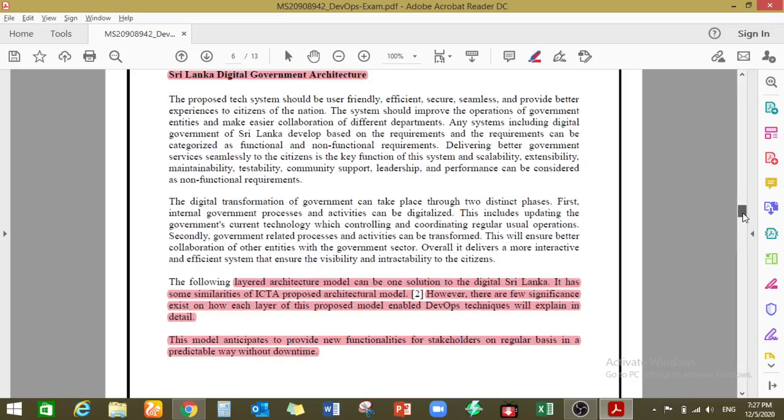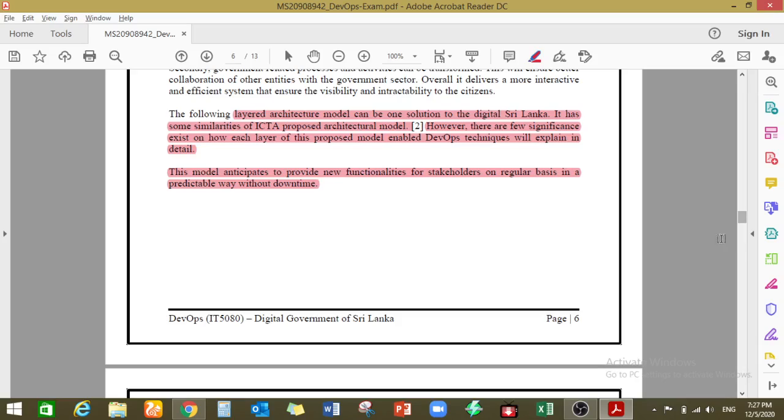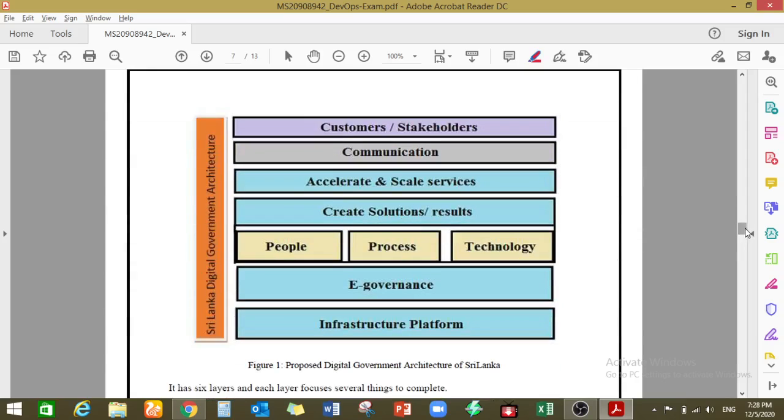The following layered architecture model can be one solution for digital Sri Lanka. This model anticipates providing new functionalities for stakeholders on a regular basis in a predictable way without downtime. This is the model I propose for the e-government of Sri Lanka.